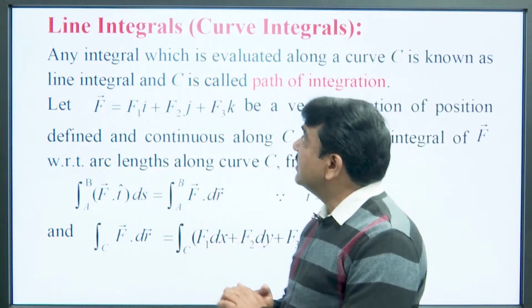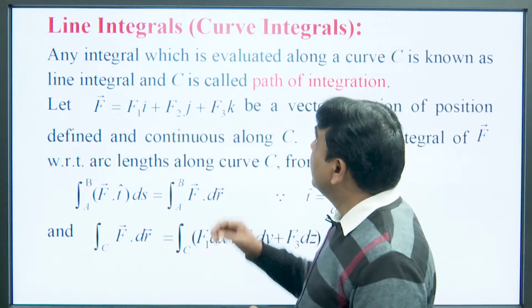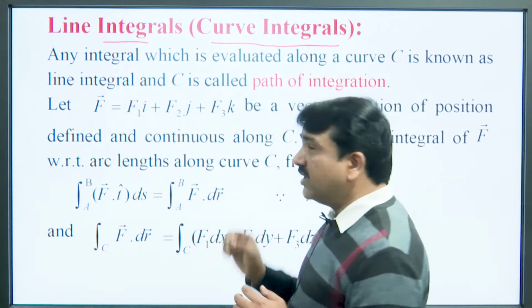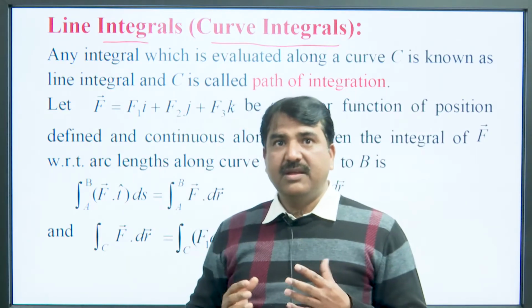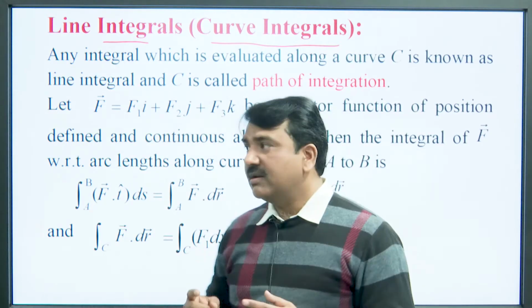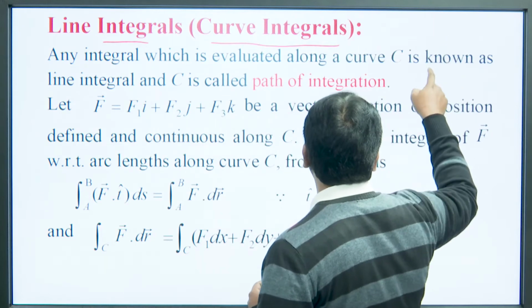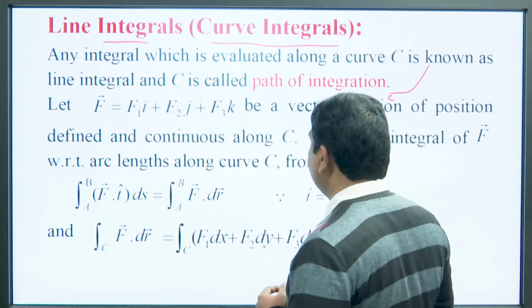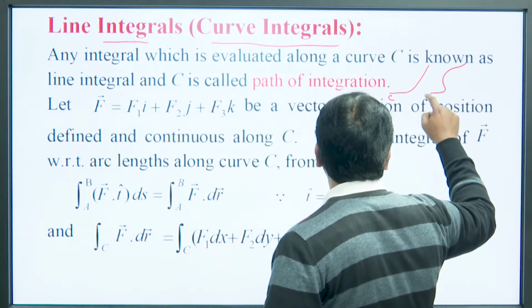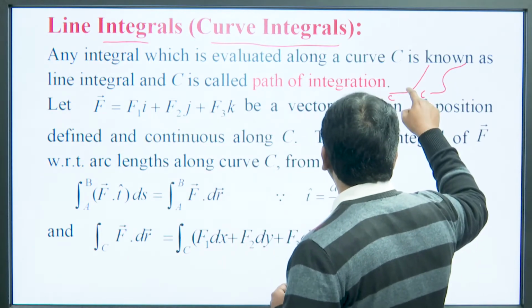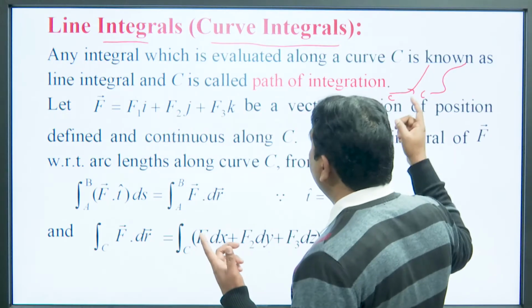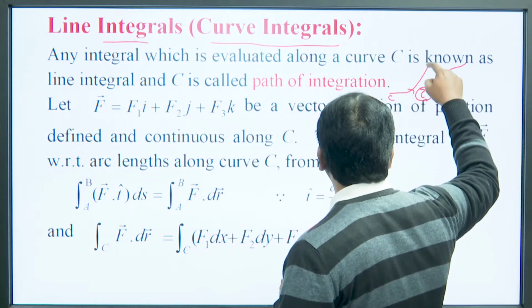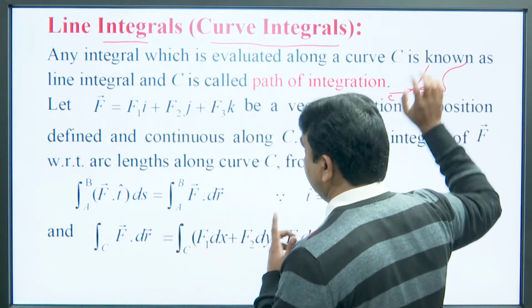Now, let us see the line integral. Line integral is also known as curve integral. Actually, any integral evaluated along any curve c, say this is the curve c, is called a line integral, and this c is called the path of integration along which we find the integration.